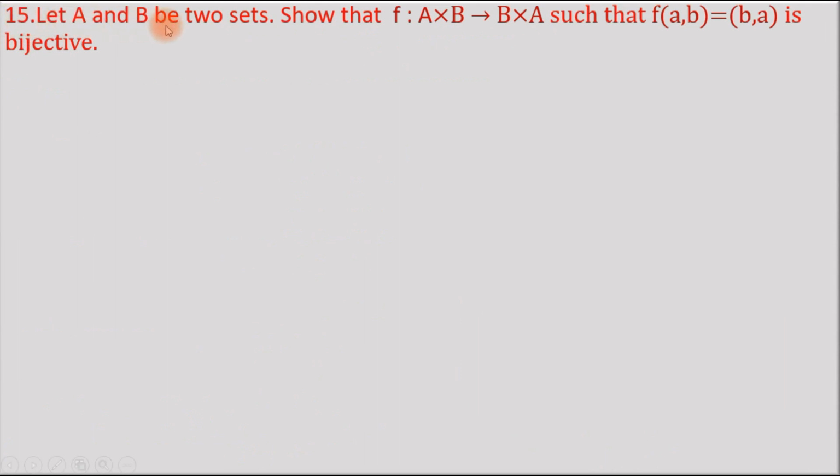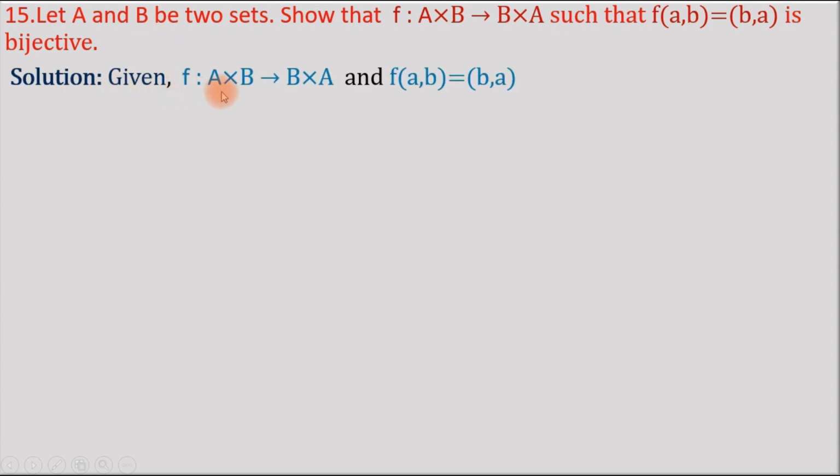Next, problem number 15. Let A and B be two sets. Show that f from A cross B to B cross A such that f of (a, b) equals (b, a) is bijective. That means this function is both 1-1 and onto. Given f from A cross B to B cross A and f of (a, b) equals (b, a).